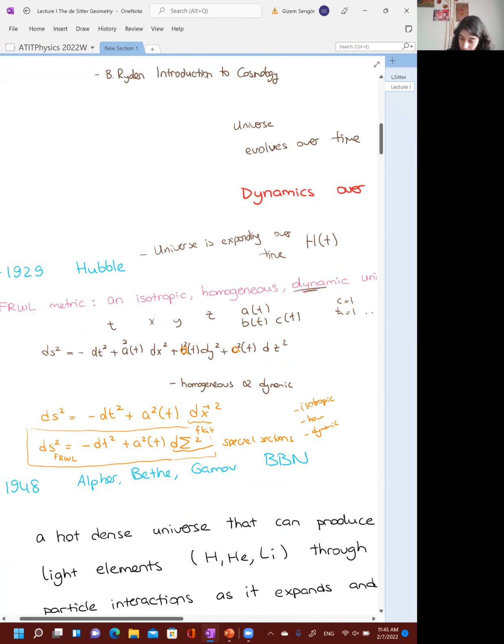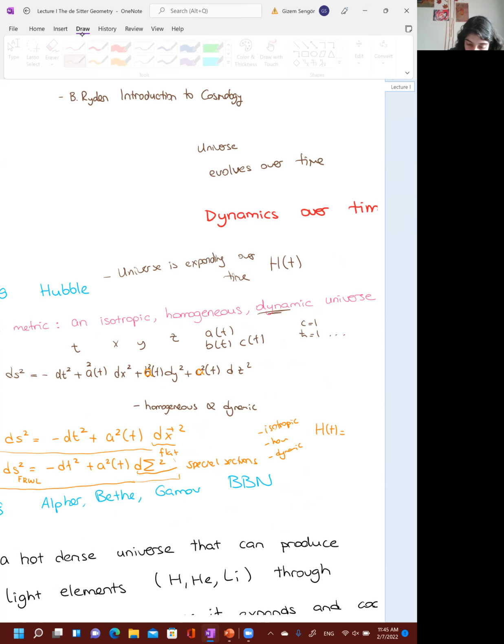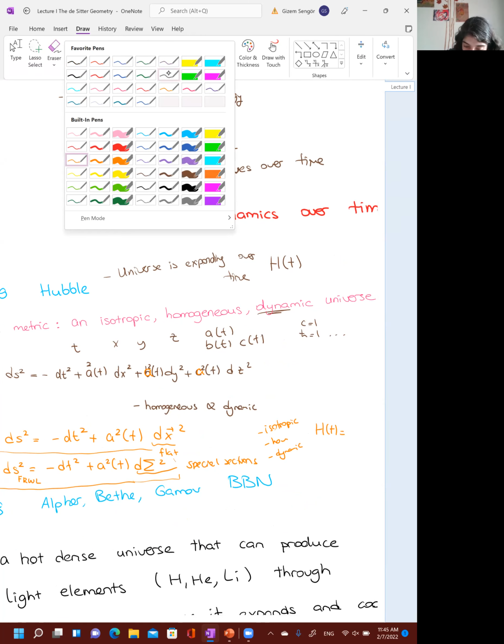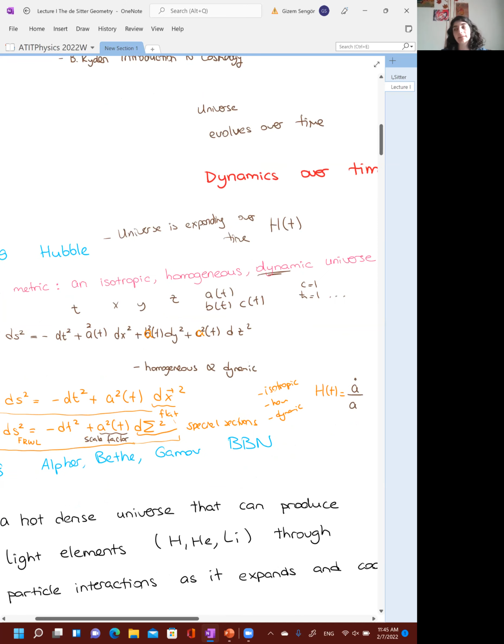But now, the Hubble parameter we introduced is actually the rate of change of this factor. This is called the scale factor. It's the rate of change in time of the scale factor. Now, it doesn't need to be that the Hubble parameter is the same function over all time. The universe can go through different stages in its history.